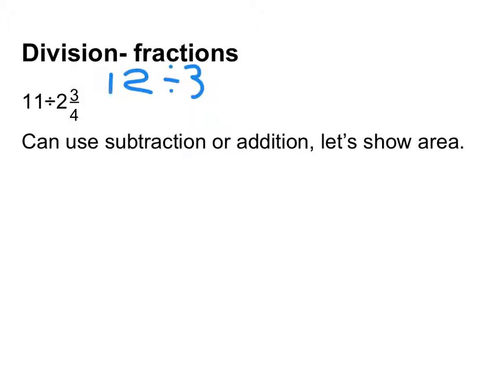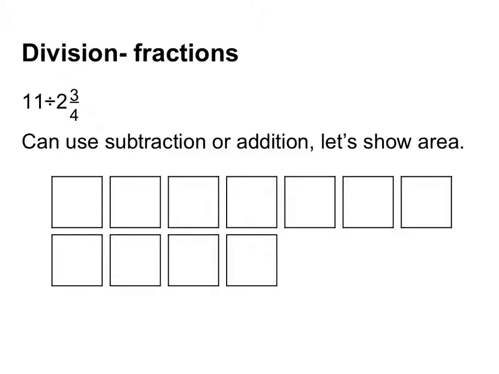But let's show the area model in this. So now I need to start with 11, right? It's 11 divided by 2 3/4. So I need 11 squares. So this is what I'm going to start with. So I have 11 boxes on here. And now what I need to do is I need to figure out and show that 2 3/4. Okay, well, I could do 1, 2, and then 3/4 of this next square. That would be 2 3/4. And then I could keep going.